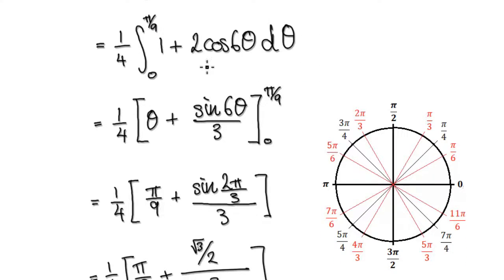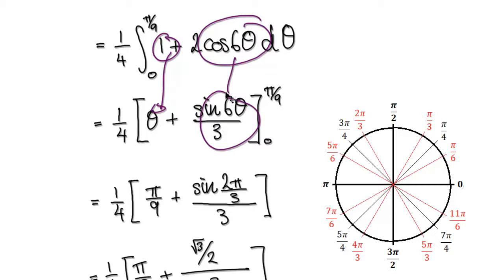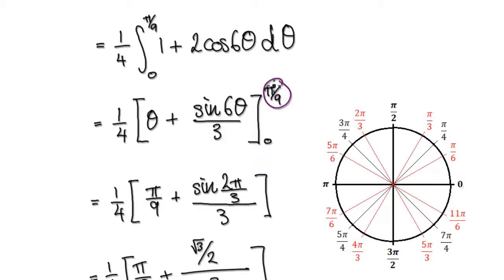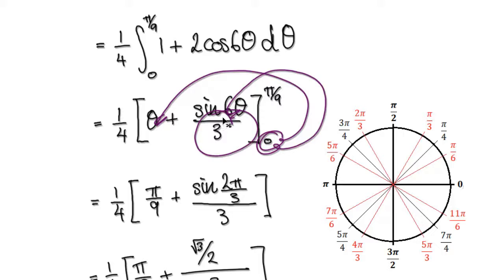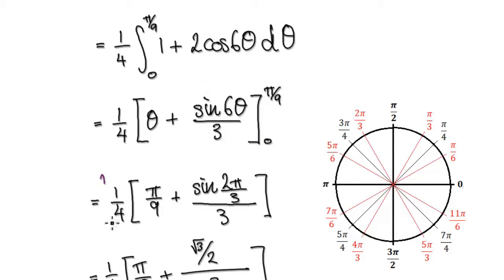Then integrate. Integrate this, that will give you theta. Integrate this, that will then give you this. Then put pi over 9 into here, and put pi over 9 into here. Let's start again. If you put pi over 9 into here, that will then give you this. Put pi over 9 into here, that will give you this thing here. And then if you put 0 into here, it would be 0. Put 0 into here, the whole thing would be 0. So that will then take us to here.